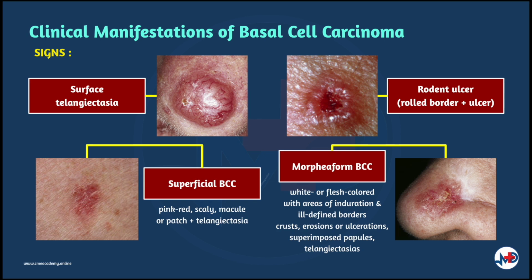Superficial basal cell carcinomas are pink and red, scaly, with a macular patch with telangiectasia. Morphea-form basal cell carcinomas are white or flesh-colored with areas of induration and ill-defined borders, crust with erosions or ulcerations, and superimposed papules with telangiectasias.